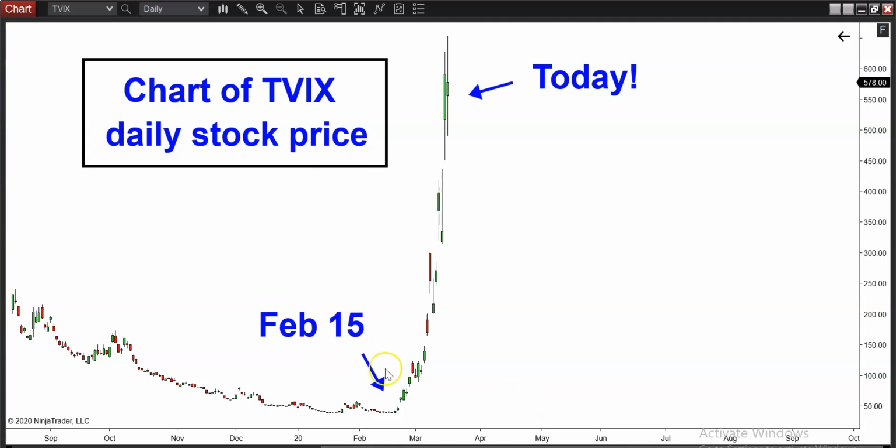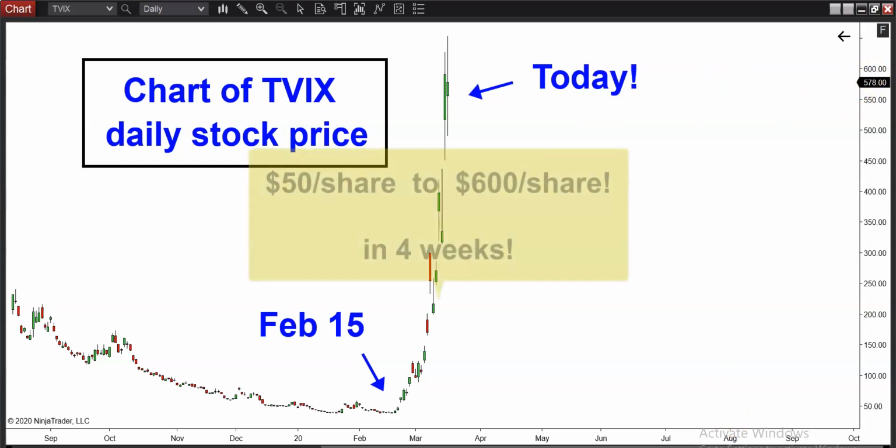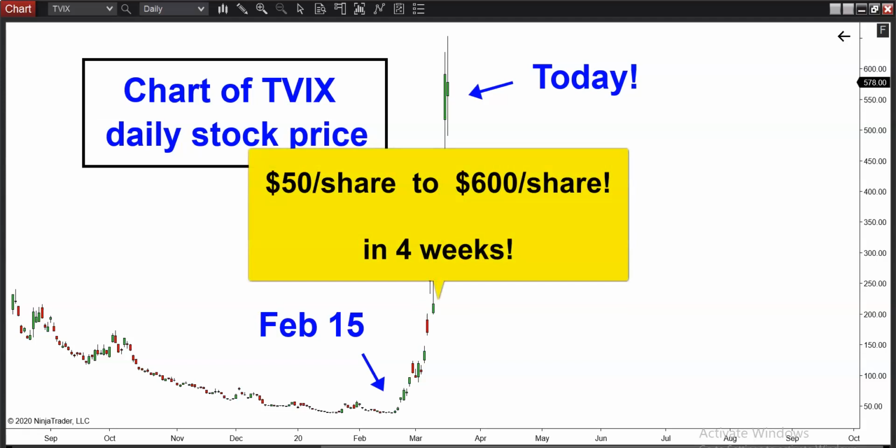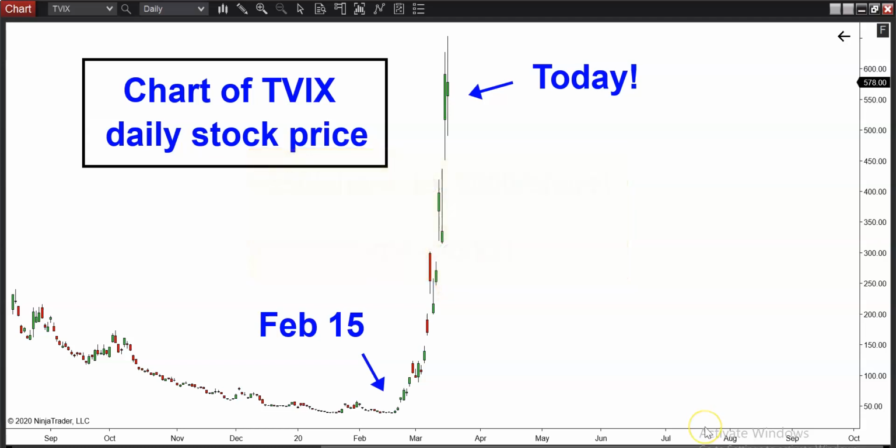All right, check this out. On February 15th, not even a month ago, the TVIX closed at 50. You can see that here in the y-axis. And check out where we are today. The TVIX touched 600. So it went from $50 to $600 in a month. Now I don't care who you are or what you trade, stocks, futures, Forex, options. This move here in the TVIX, I don't think anybody in the world has ever seen a move like this in any instrument.